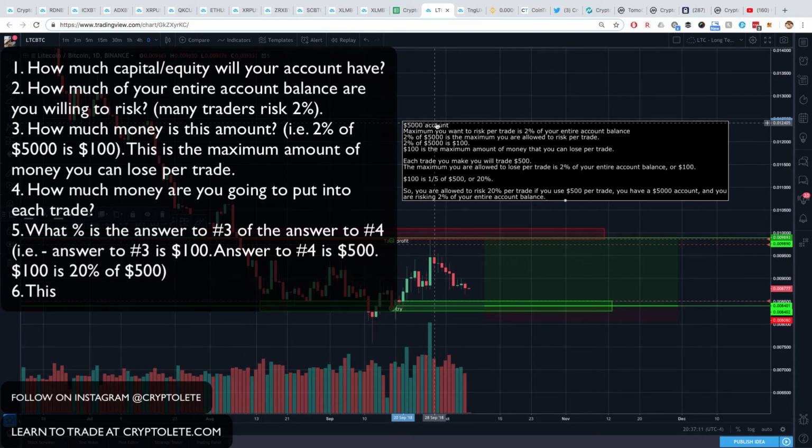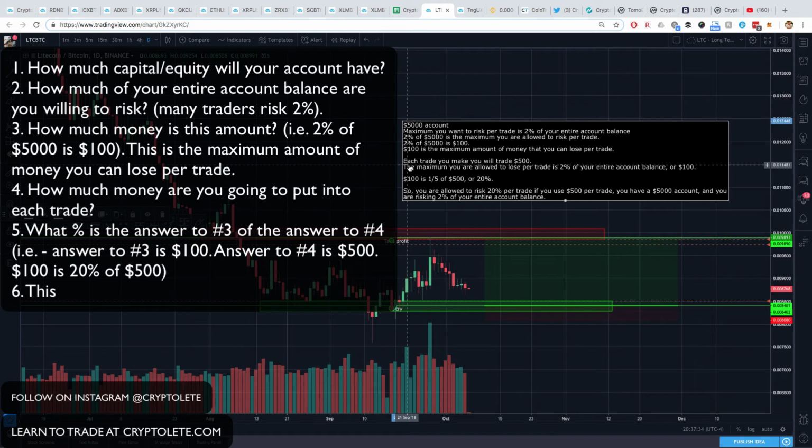How much are you going to fund it to begin with? Then you need to ask yourself, how much are you willing to risk per trade of your entire capital? Usually 2% is what traders do. And then you need to ask yourself, 2% of your account balance, how much is that? That is the maximum amount of money that you can lose per trade.